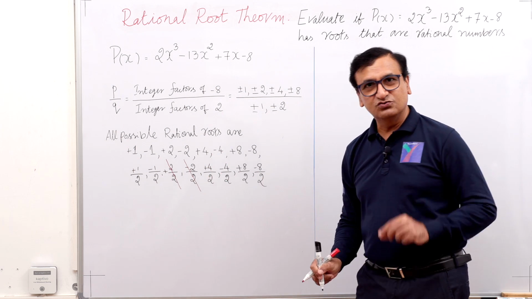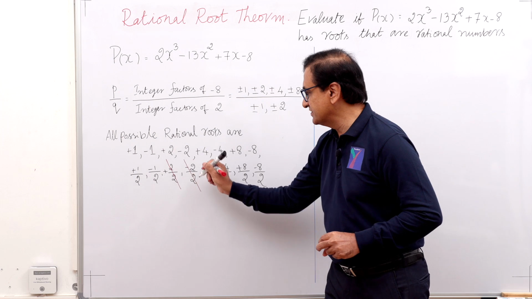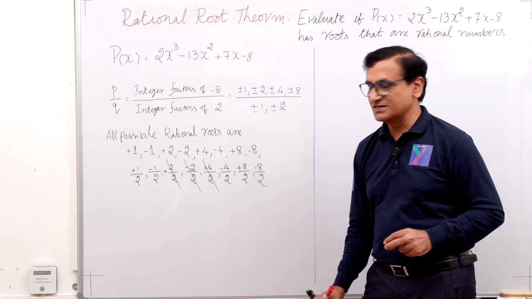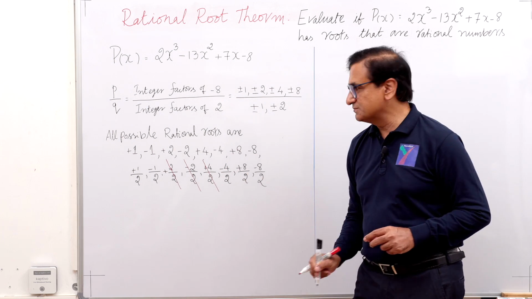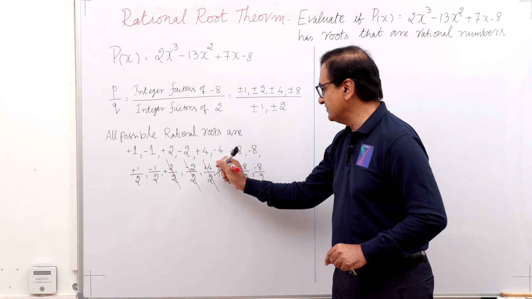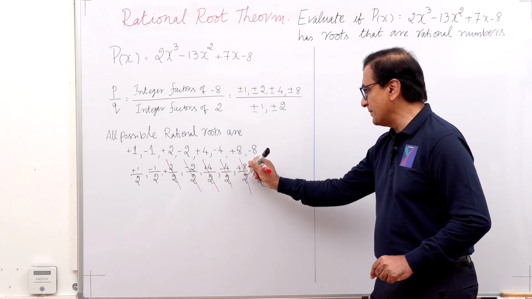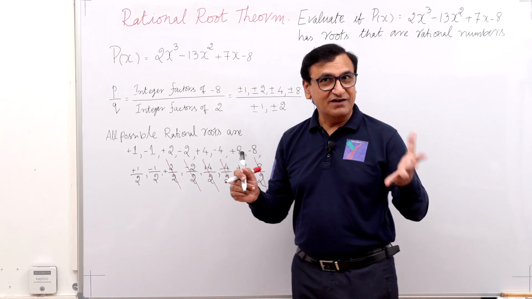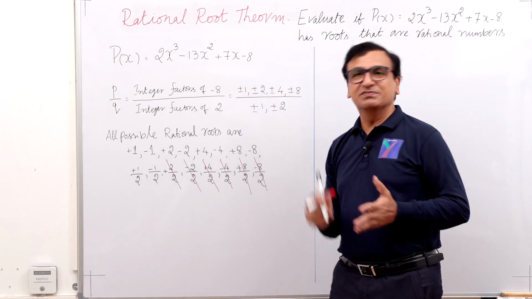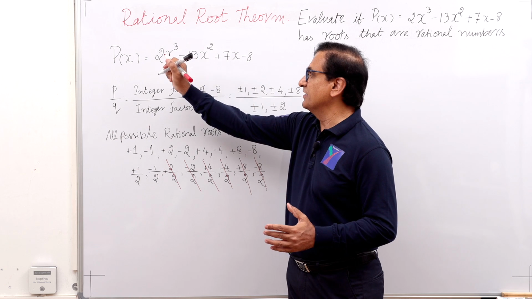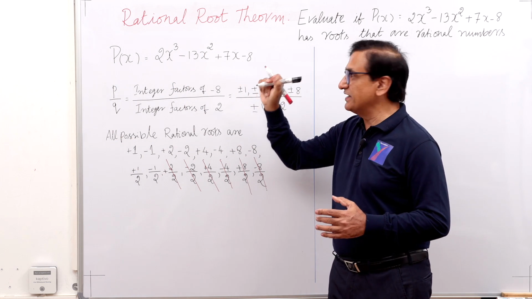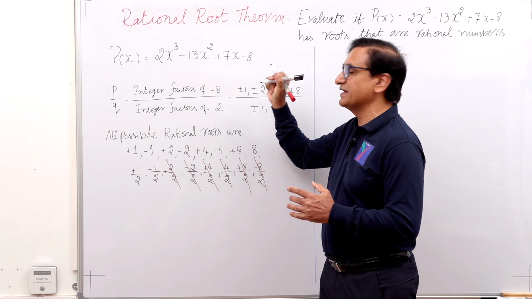Similarly, 4 divided by 2 is 2. It's already listed. We should not consider this. Minus 4 divided by 2, minus 2 already here. We should not consider this. Same with 8 by 2 and minus 8 by 2 also. Now, we have to evaluate if any of these numbers is a root of our equation p of x equals 2x cubed minus 13x squared plus 7x minus 8.